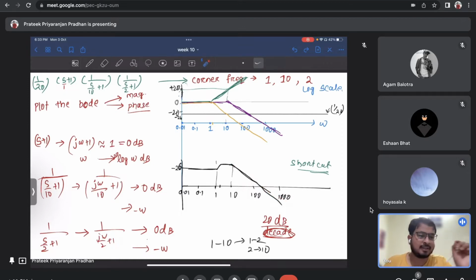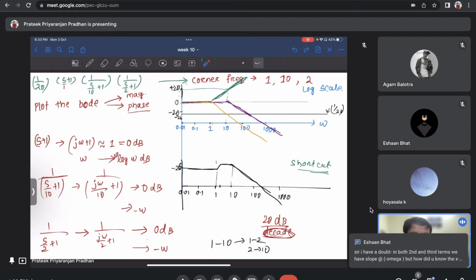So identify the corner frequencies. Just know whether there is a pole or zero at that point. Whenever a pole is there, negative 20 dB. When a zero is there, positive 20 dB. Simple. Bode diagram is that simple. So now, is it clear? The magnitude plot. I will go to the phase plot.